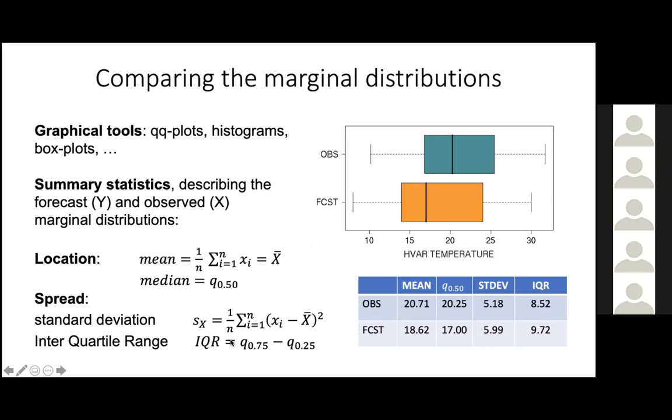So then you can have the standard deviation or the interquartile range. The median and interquartile range are more robust and resistant than the mean and the standard deviation. So for example, if there are outliers, median and interquartile range will be more suitable than the mean and the standard deviation.